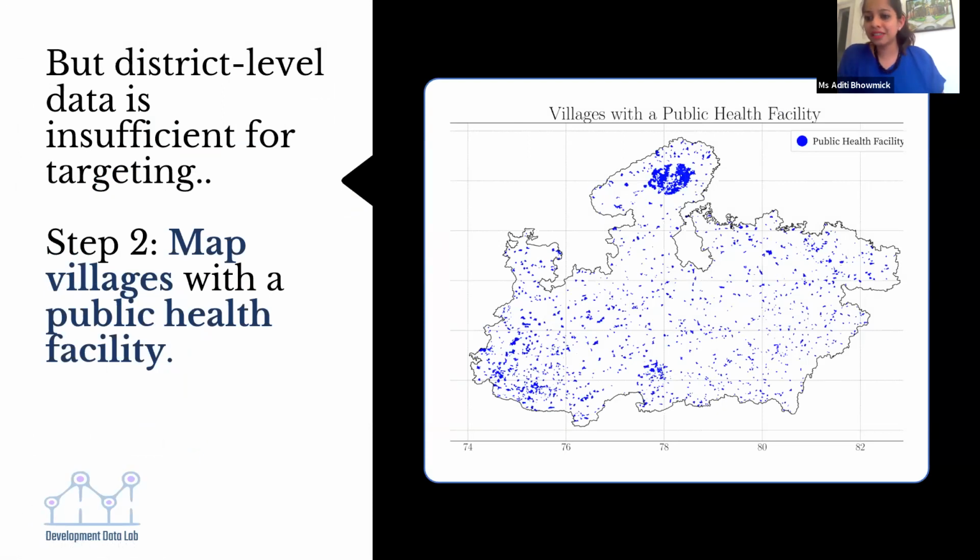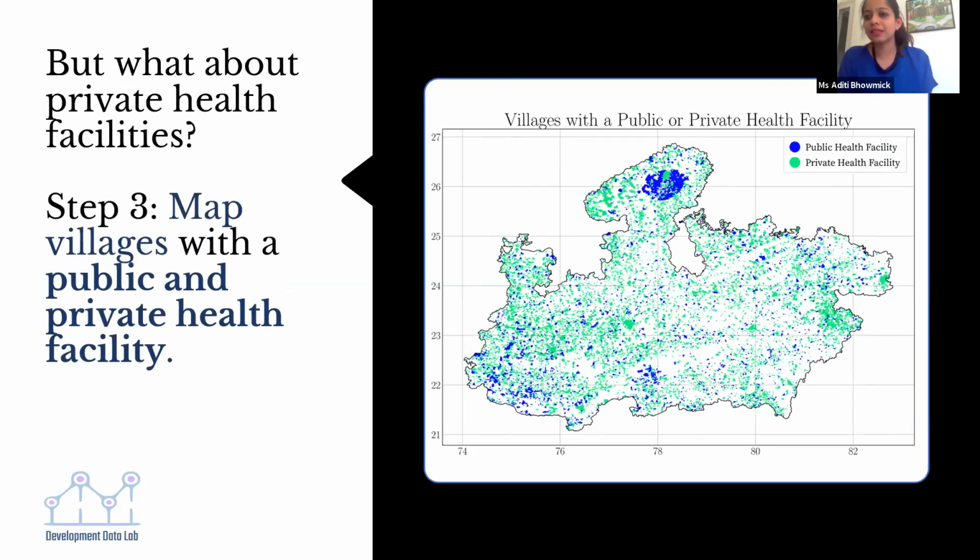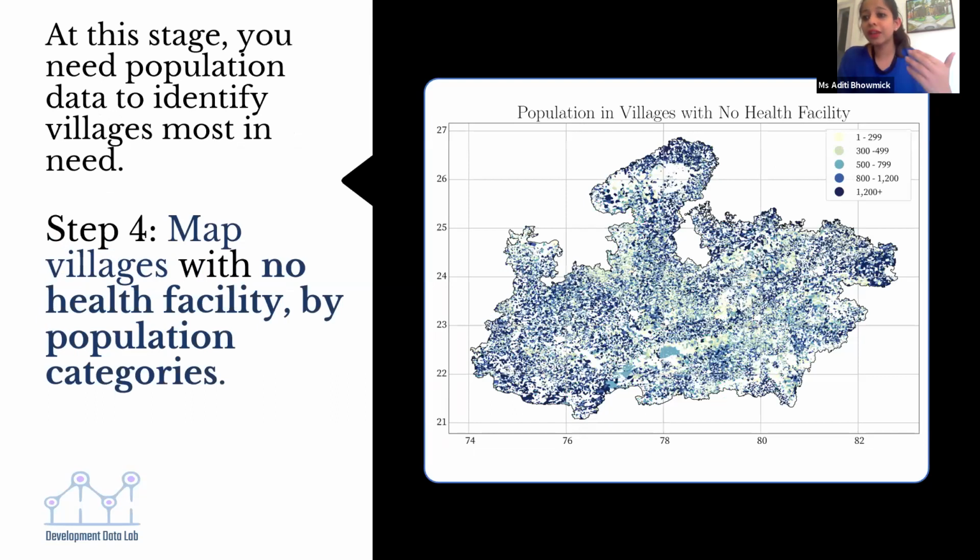Now, public health facilities are only telling you half the story. Let's also look at private health facilities. As you can see, that adds more color to the picture. But we also need to bring in population. We need to understand, it's more serious if you have no health facilities, but you have a sizable population. So let's stitch population data to this exercise.